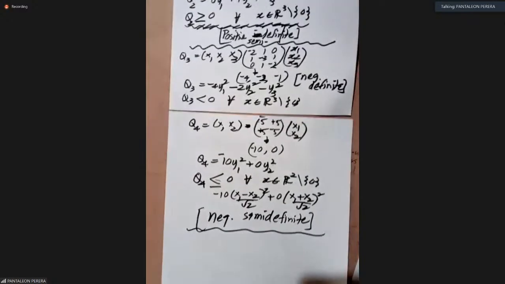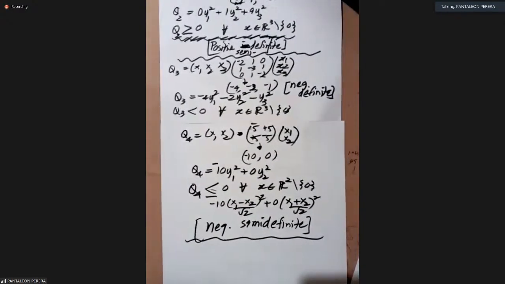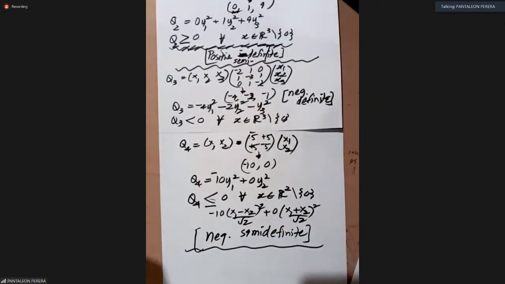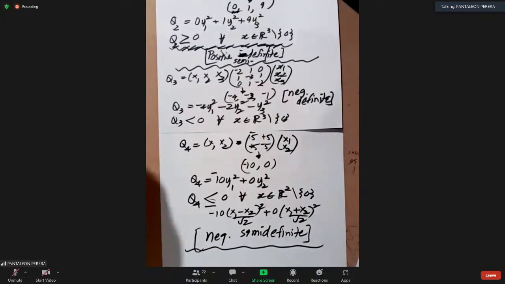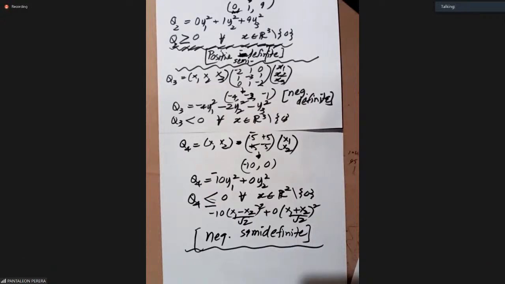How do we say this from the eigenvalues? I'll ask you a question. If the eigenvalues of the quadratic form are 6, 3, 1, what is the type of the quadratic form? All are positive, so positive definite. If the eigenvalues are -1, -2, -3, all are negative, so negative definite.